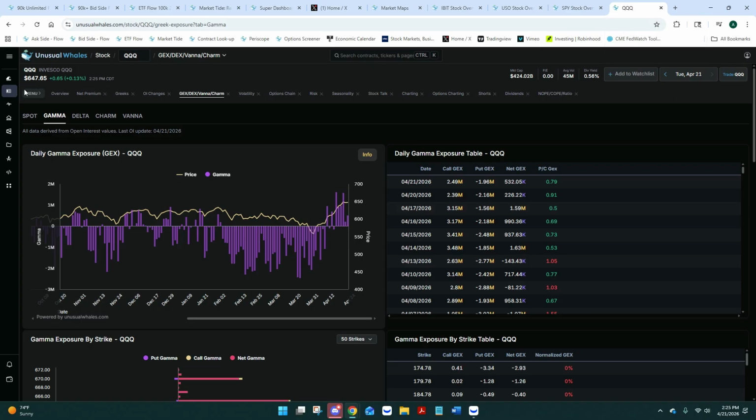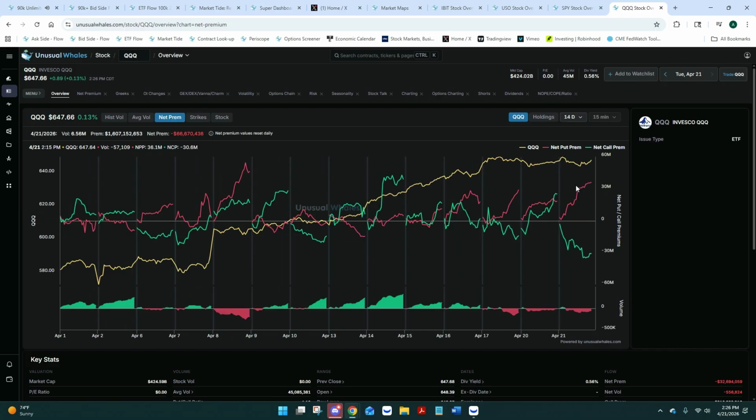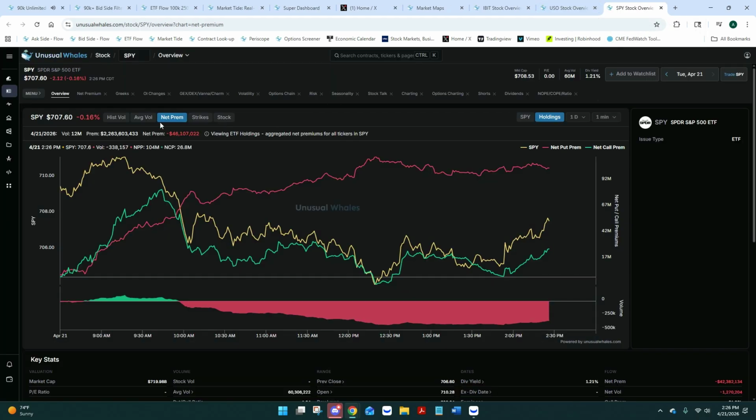So QQQ, yeah, that's one that I will definitely keep an eye on. Oh, we are kind of popping a little bit here into close. But yeah, that's something to keep an eye on there. Then SPY should be probably. Oh, it's a little bad. Oh, that's Holdings. That's why.